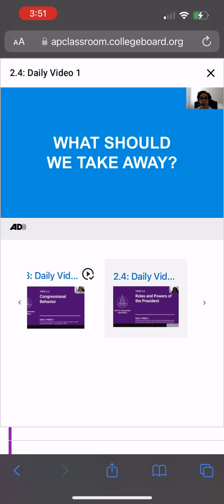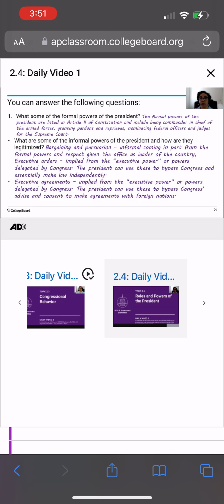So what should we take away? I've got here listed some of the formal powers of the president that come from Article 2 in the Constitution, and I've got some of the informal powers listed here and how it is that they become legitimate, either as implied sort of powers or just through presidents using them, and it is now considered a normal thing.